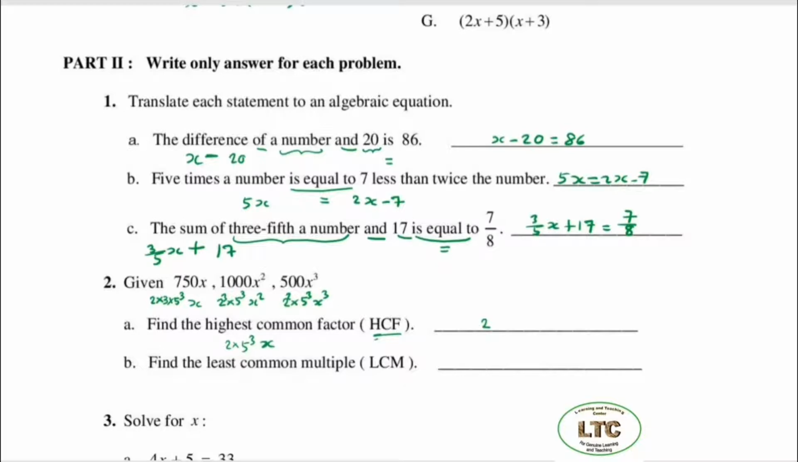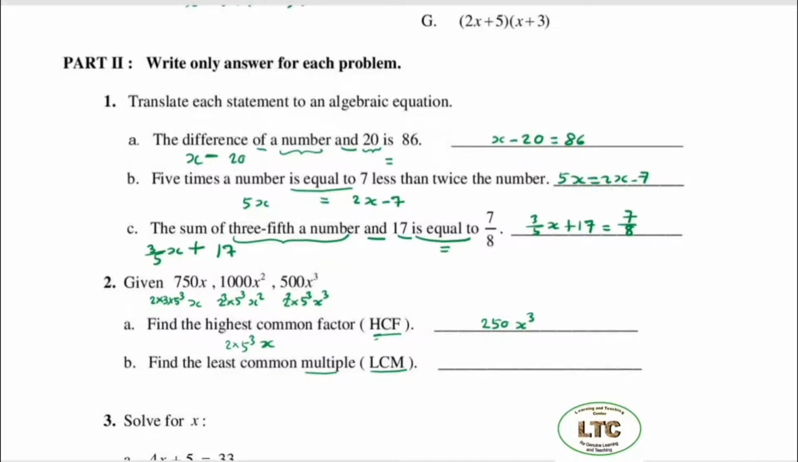So you get 250x to the power 3. This number divides all 3 given numbers, and this is the highest such number. Least common multiple: this number is a multiple of 750x. 750x divides the LCM, 1000x squared divides the LCM, 500x to the power 3 divides the LCM. Therefore the LCM must have all factors.